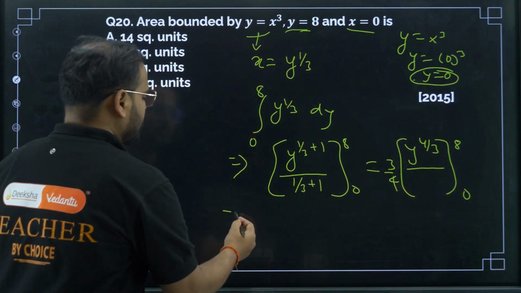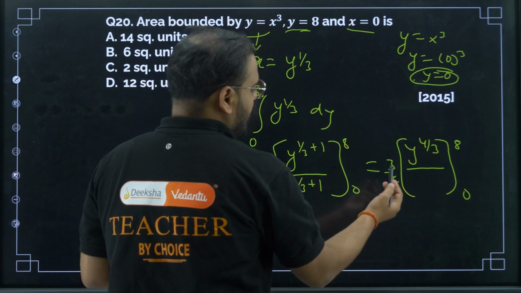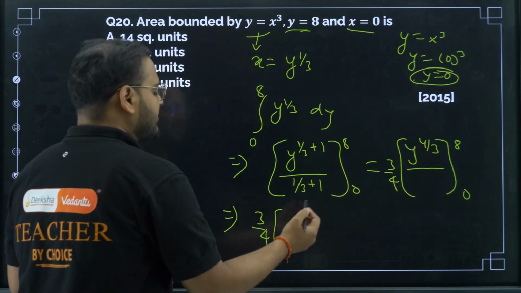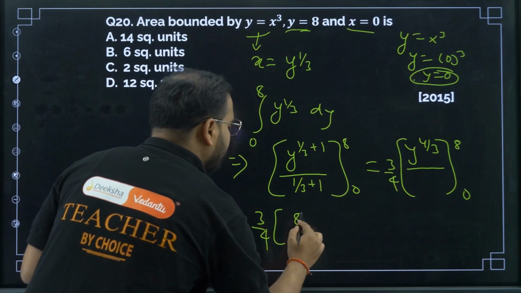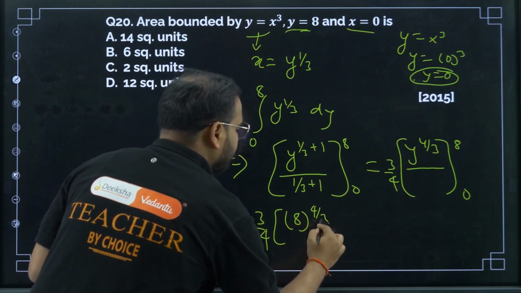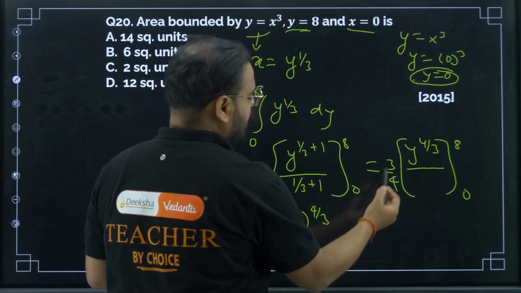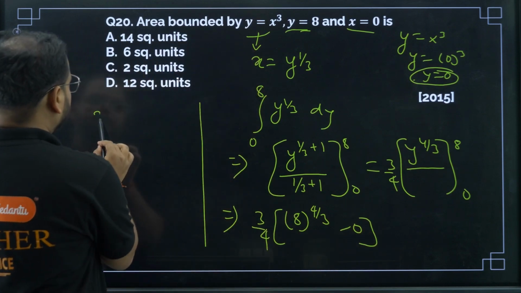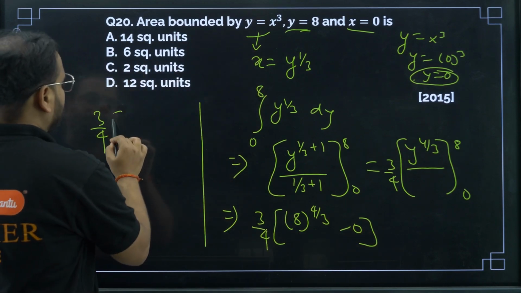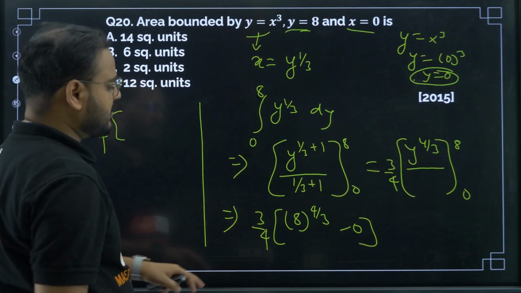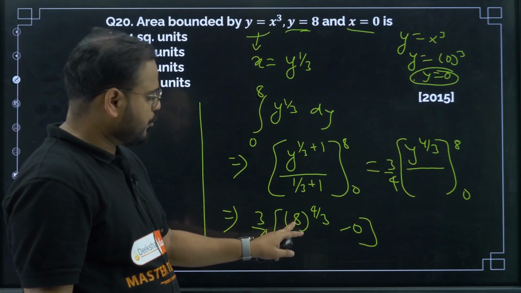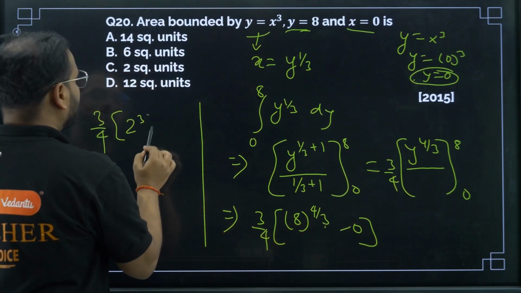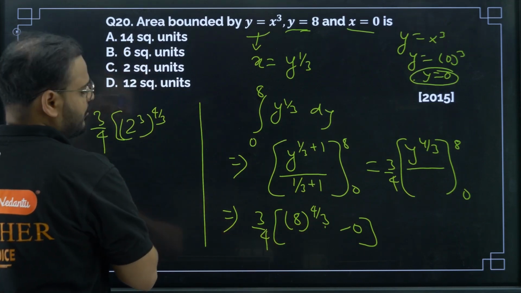Alright, so let's substitute the value of the upper limit. For upper limit I'll have what? 3 by 4, and in place of y I can write 8 power 4 by 3. If I put 0 it will become simply 0, so no problem there. So I have 3 by 4, 8 power, what is it? 2 cube, then cube root, 1 by 3, it will become 2 cube power 4 by 3.